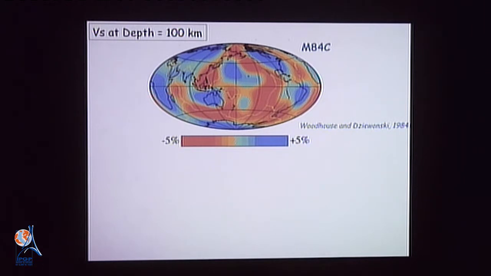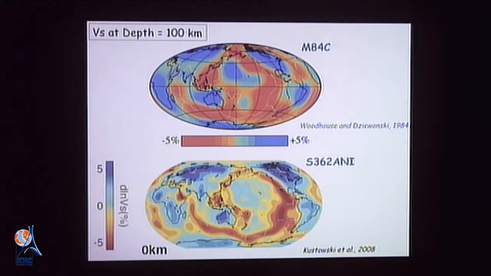So even though this image was very long wavelength and not very sharp, it already had an important role in confirming plate tectonics and the fact that in the first few hundreds of kilometers of the Earth, the distribution of heterogeneity is governed by plate tectonics.